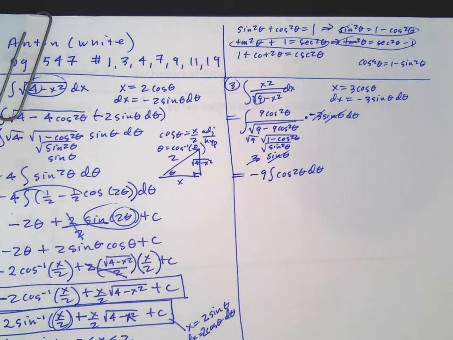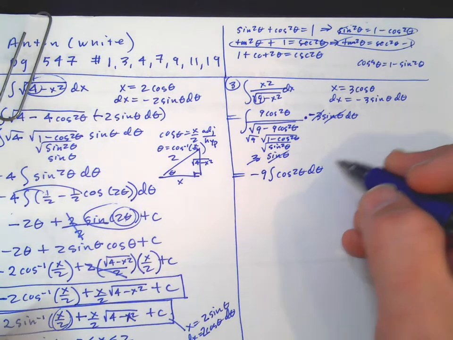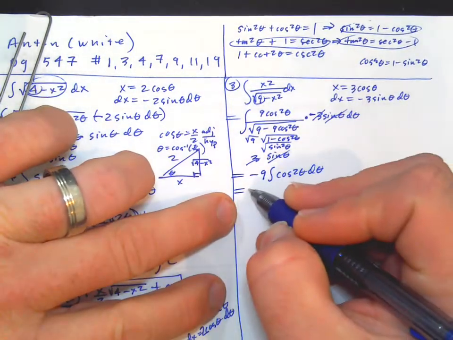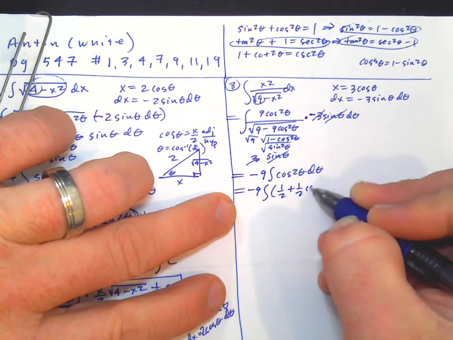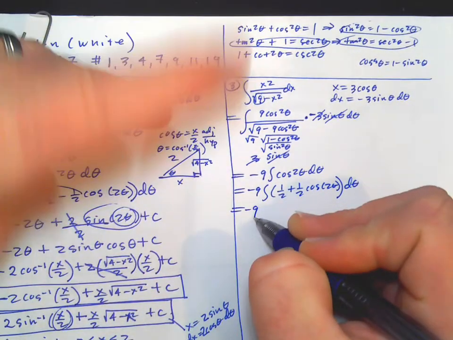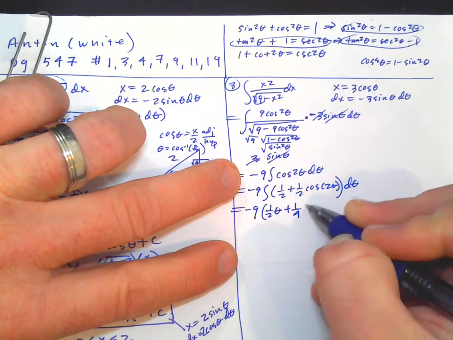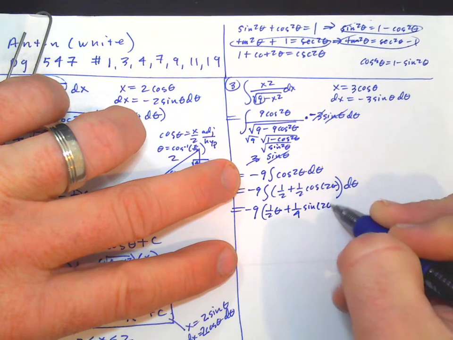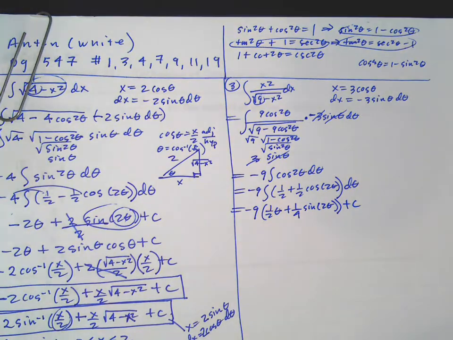Now I think I may have made a mistake still. Let's see. Oh, no, I think I'm right. I think I'm just doing it differently than the way I did in my work. So in this case, we would use that double angle identity that we use all the time in parametrics. It's going to be 1/2 plus 1/2 cosine of 2 theta. Right? And so that's going to be -9 times 1/2 theta plus 1/4 sine 2 theta plus C.